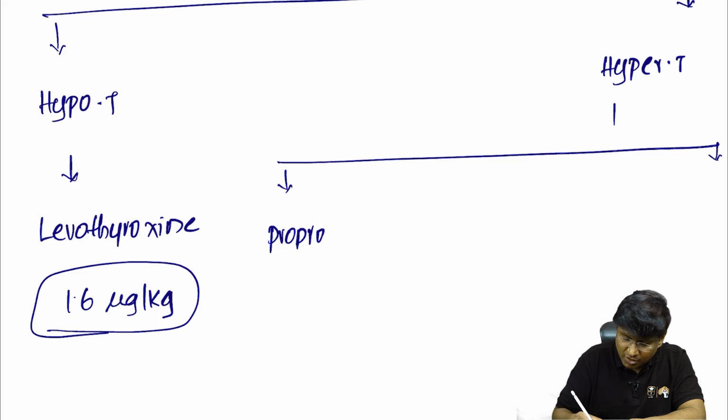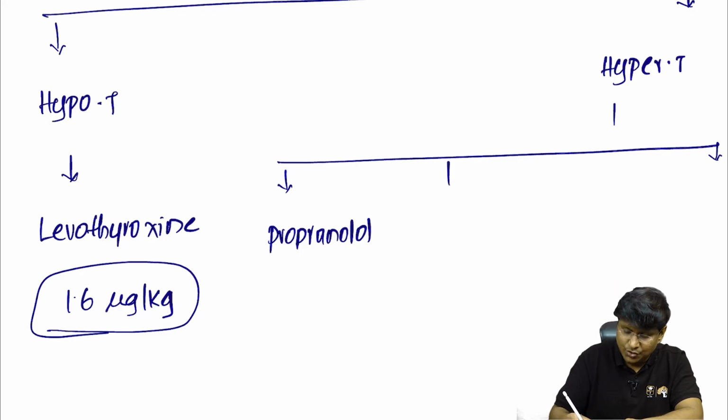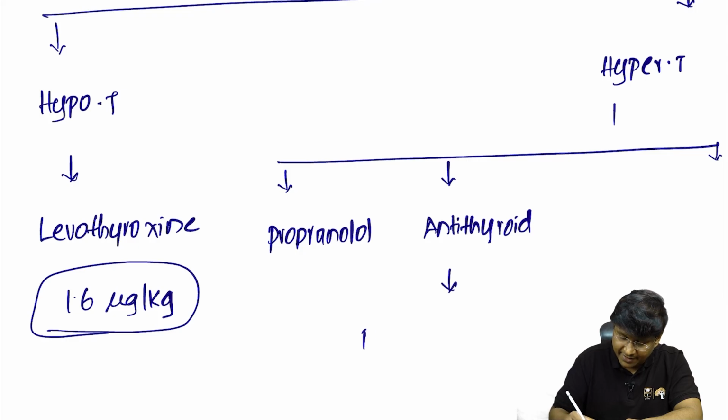And what is the purpose of giving the propranolol? We give propranolol because it will reduce the heart rate, it will reduce the anxiety, it will reduce the tremors. And you also need to give anti-thyroid drugs. The anti-thyroid drug that we give in patients with hyperthyroidism, the drug of choice, will be methimazole.